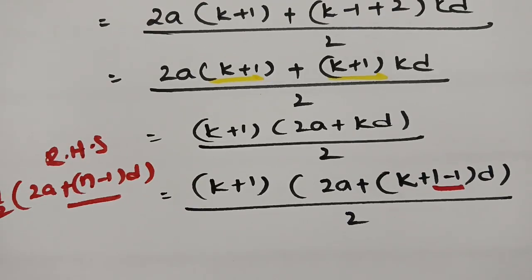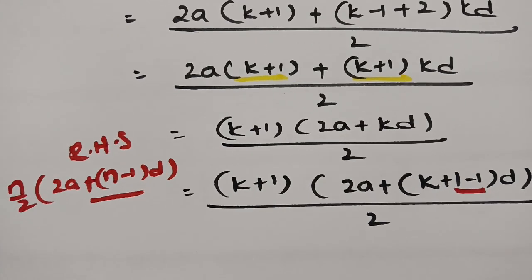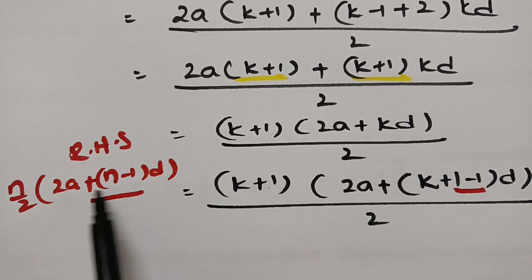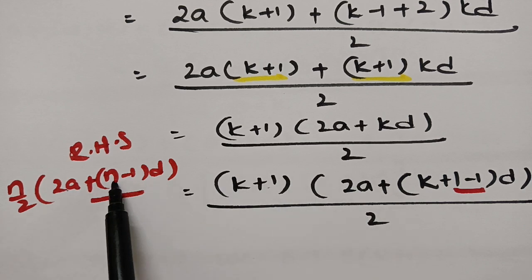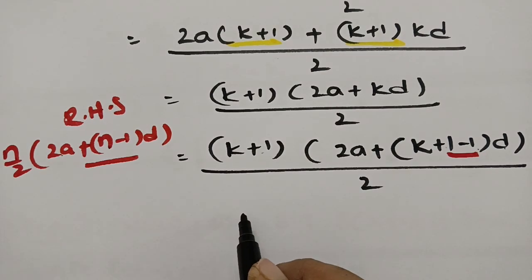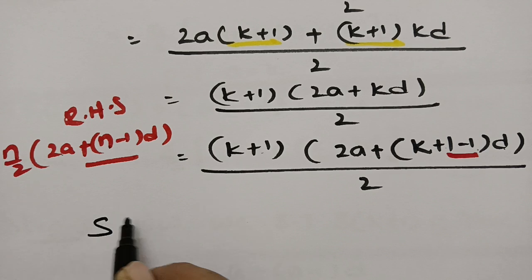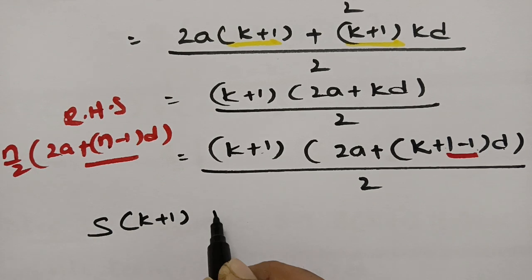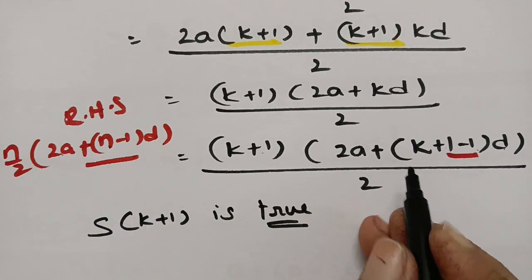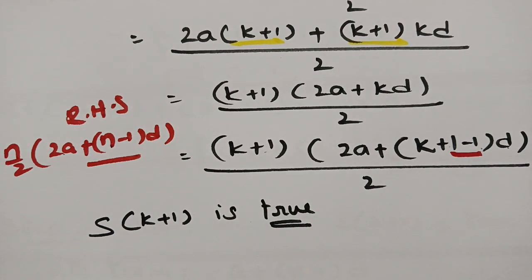So here after solving, what we got? n is replaced by k plus 1. So in place of n, this is k plus 1. Again this is 2a, and in place of n, k plus 1, so this is minus 1 into d by 2. And this is nothing but S of k plus 1 is true, as we got the RHS part after replacing n is equal to k plus 1. This is what we have to show, and therefore S of k plus 1 is true.